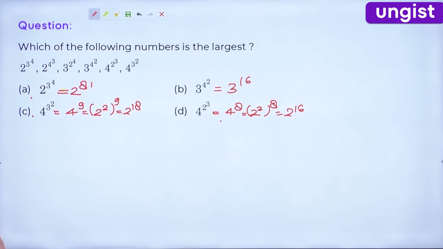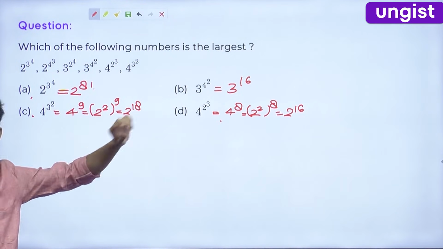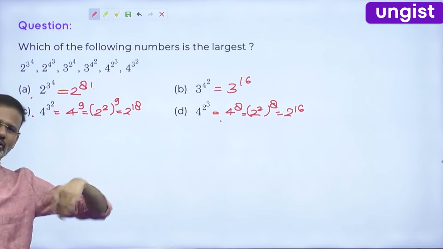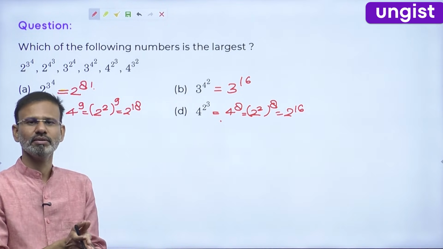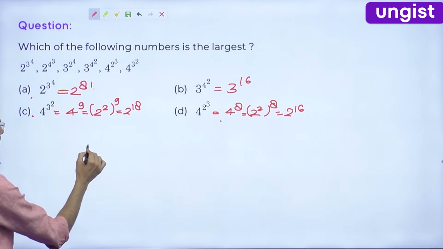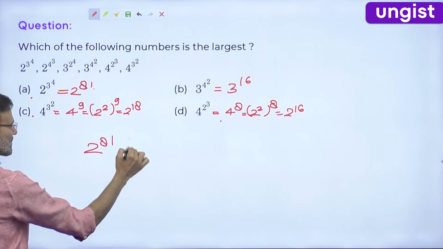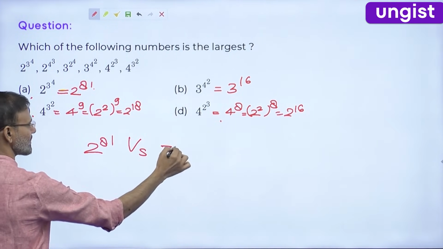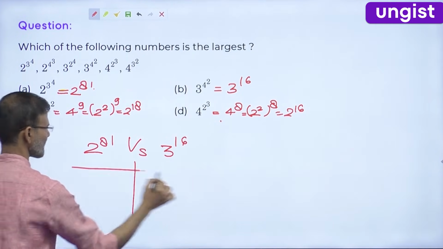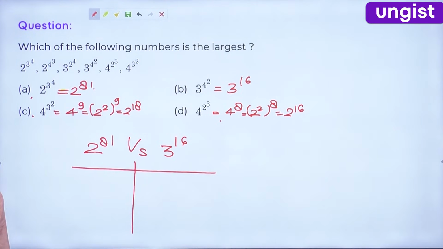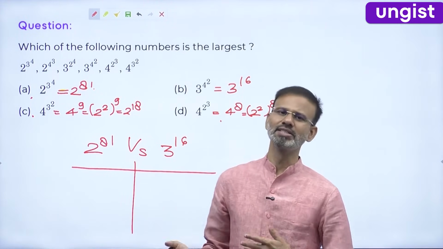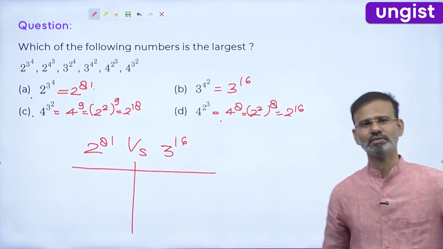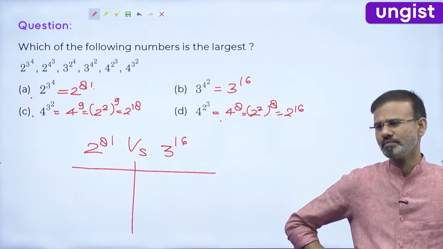ठीक है? But what about between A and B? How you can make the comparison or how you can establish the comparison between A and B? 2 raised to the power 81 versus 3 to the power 16. कैसे करेंगे guys? Which one is the greater value or which is the least value? कैसे बताएंगे? How you will solve that?